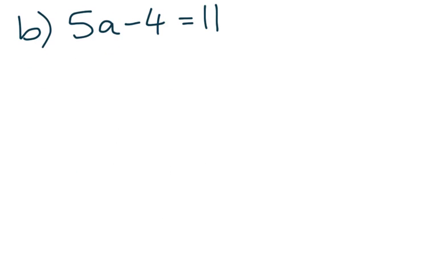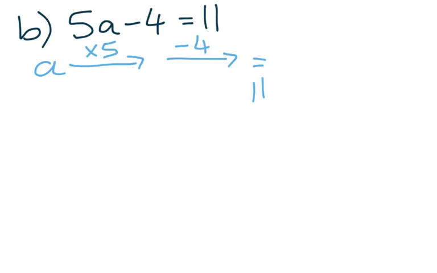Moving to the next example now. So again, we're starting with a number. We always think, what does this actually say? So this says 5 times A, take away 4, equals 11. So I started with A. The first thing I said was times 5. Then I said take away 4, and we got the answer of 11.